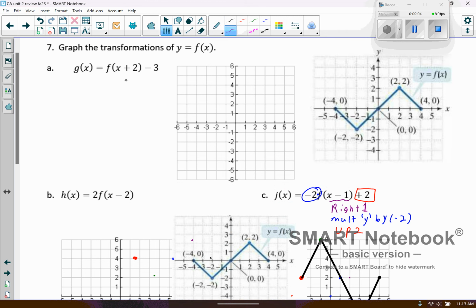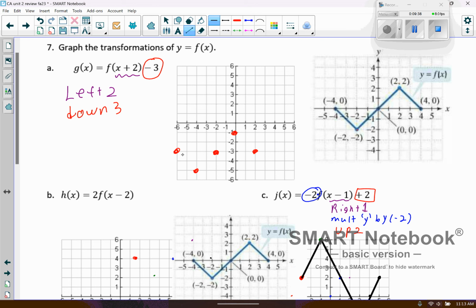So the first transformation, you want to always do your left and right, which right here, this is going to cause us to go left 2, and then this is going to cause us to go down 3. So you take those points and just go left 2, down 3. So then we have another point right here, left 2, down 1, 2, 3, left 2, down 3. Left 2, down 3, and so on. And they should all form the same shape. So if you don't get the same shape, then you know something might have gone wrong, but everything looks good there.